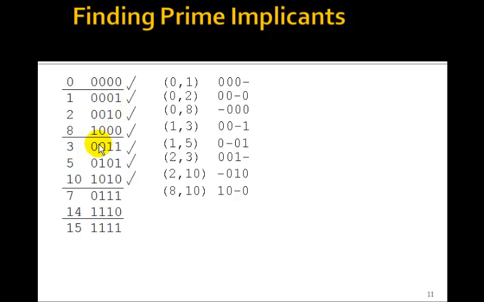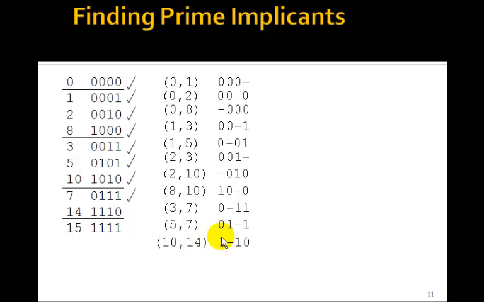Okay, well, we've finished that group. Now we have to do this group. With this group, how about 3 and 7? 0, dash, 1, 1. 3 and 7, check off the 7. How about 3 and 14? Nope, too many changing there. How about 5 and 7? 0, 1, dash, 1. 5 and 7, they're already checked off. How about 5 and 14? Oh, nope, too many changing there. How about 10 and 7? That's too many changing. How about 10 and 14?